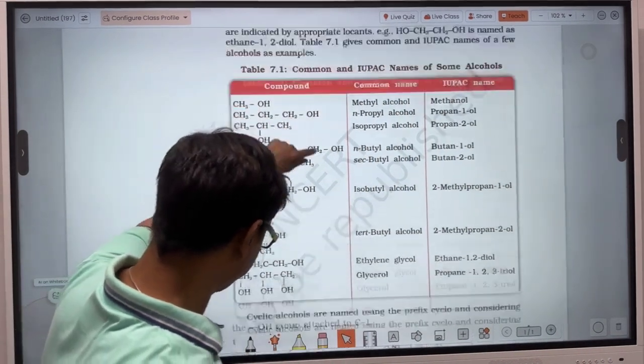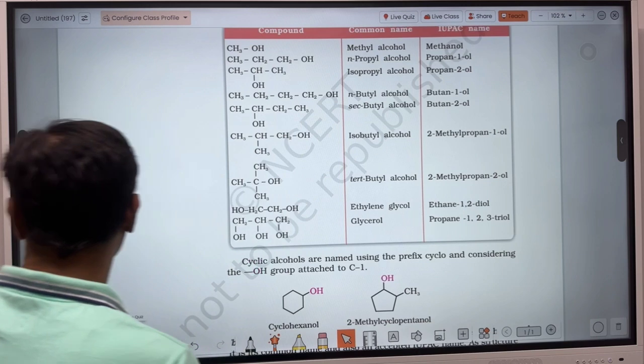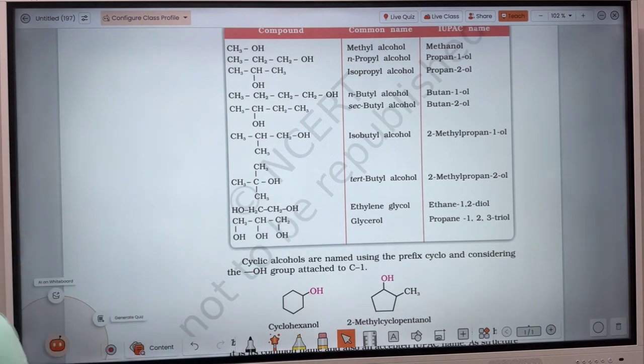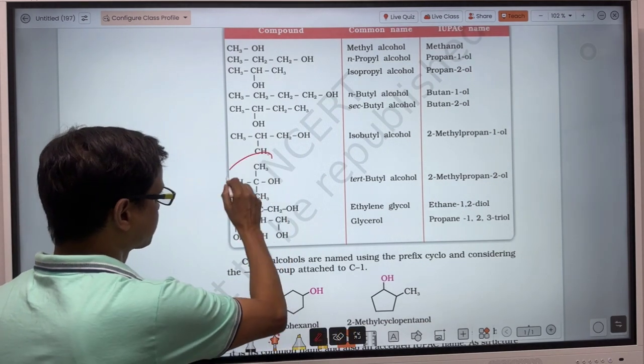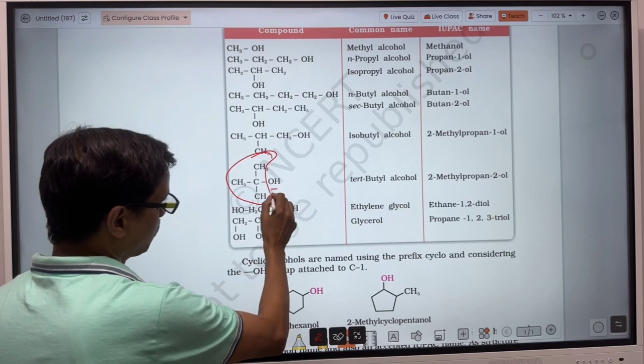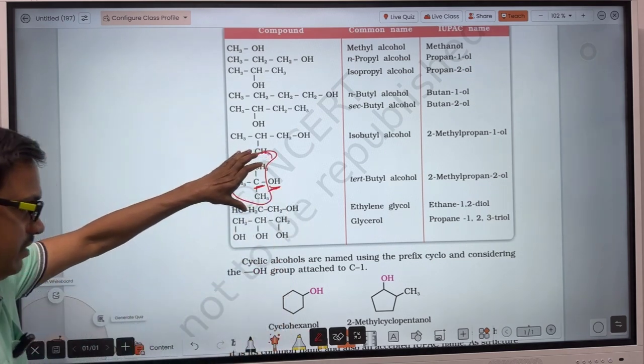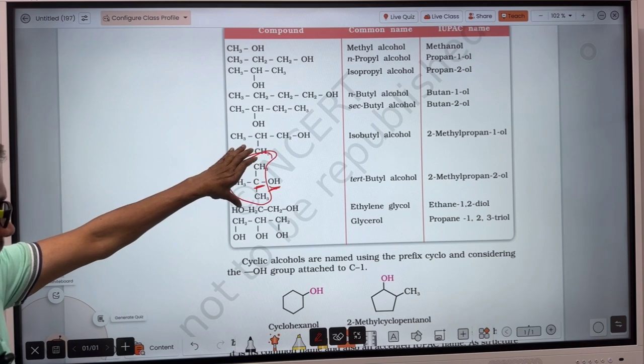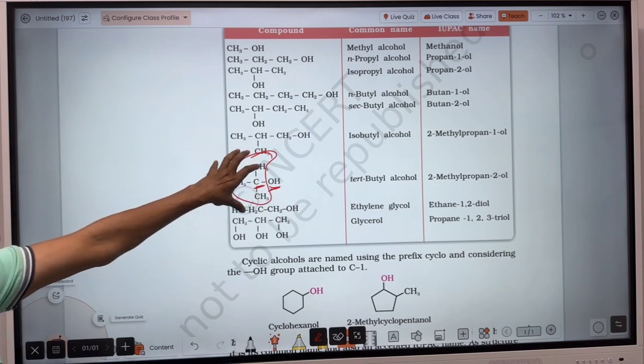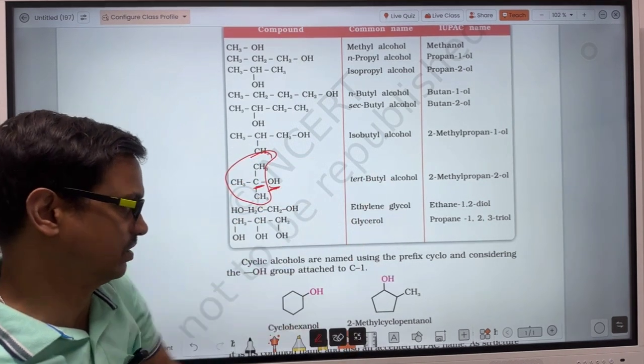Now let's see about this compound. In this compound, it is tertiary butyl, because here OH is bonded to the tertiary carbon atom of butyl. So this is called tertiary butyl and it is alcohol. So the common name will be tertiary butyl alcohol.